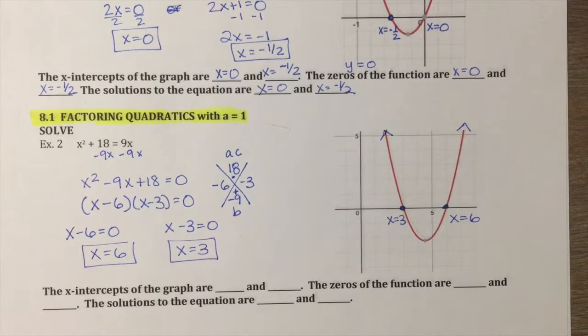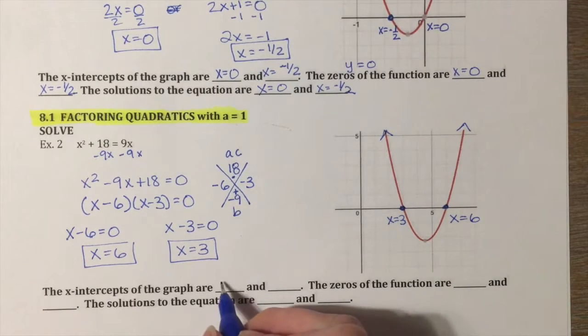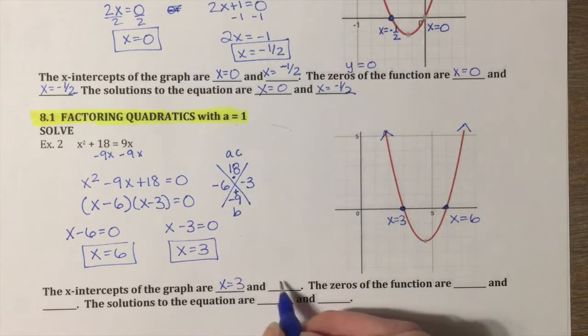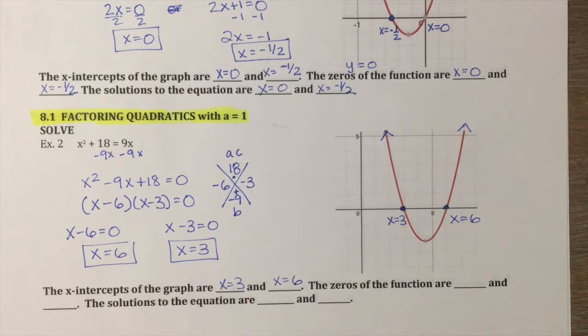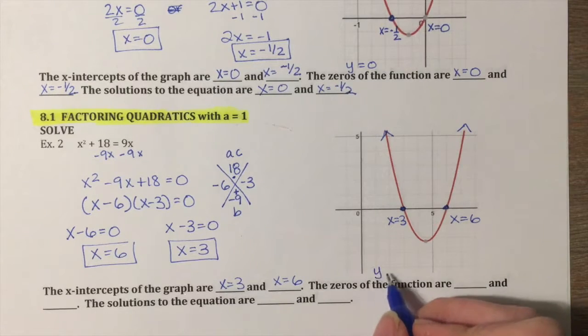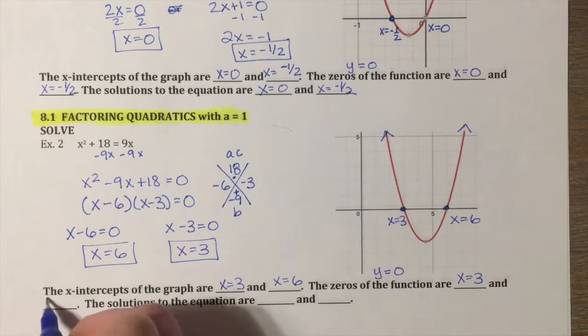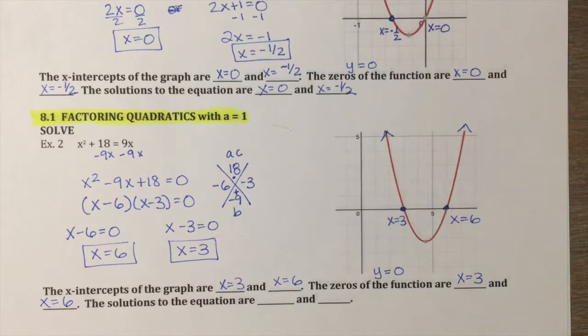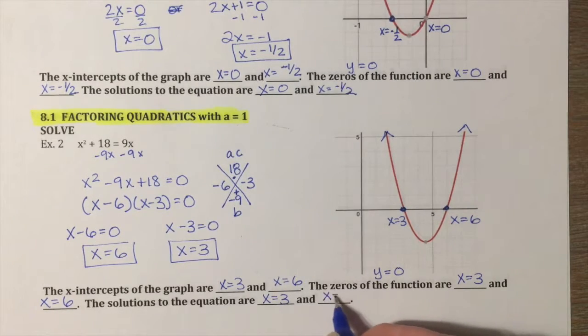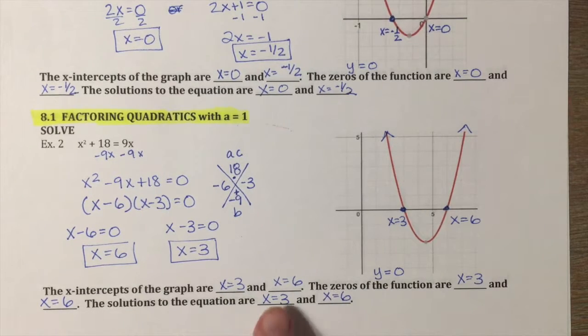So we know a lot of information about our graph now. We know our x-intercepts are x equals 3 and x equals 6. We know the zeros of our function. Remember, that's the values of x that make my y value 0. And that occurs at x equals 3 and x equals 6. And if the problem had asked for the solutions to the equation, we know that the solutions are x equals 3 and x equals 6. If you wanted to check this answer, you could substitute them back into the original equation, and you should find that it makes it 0.